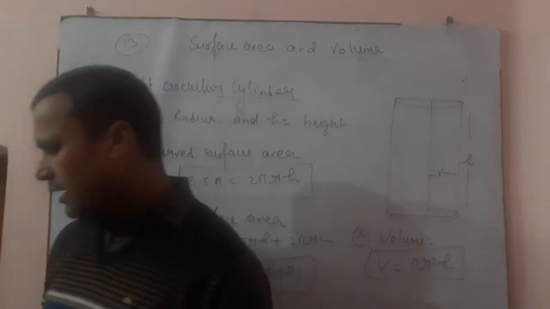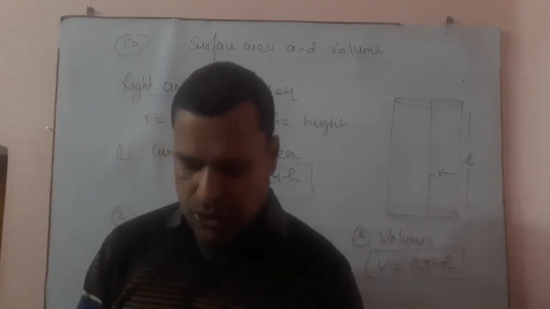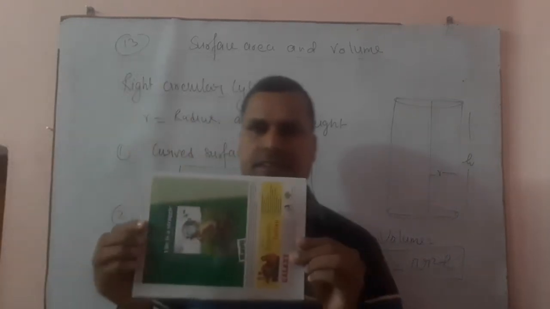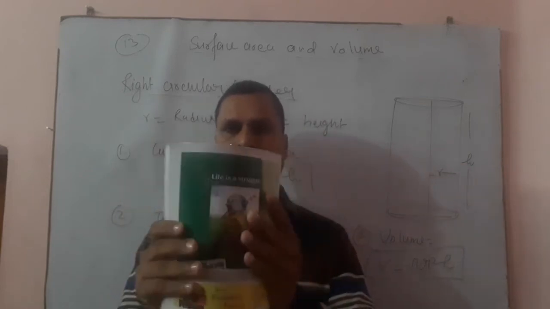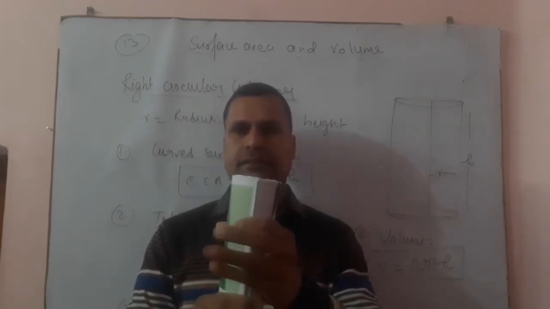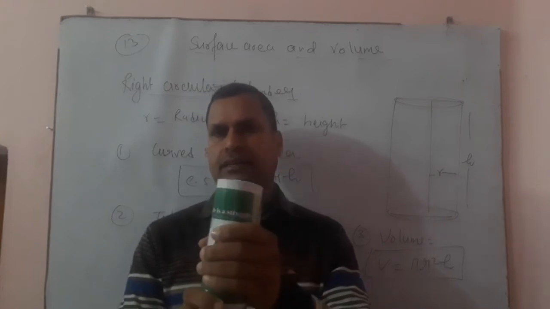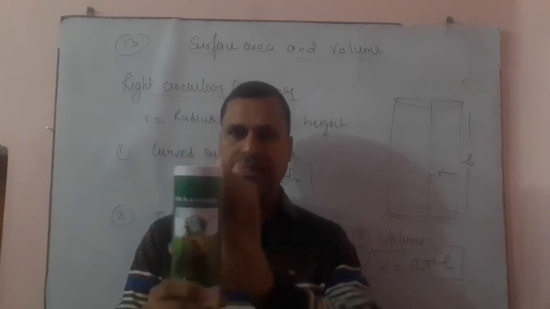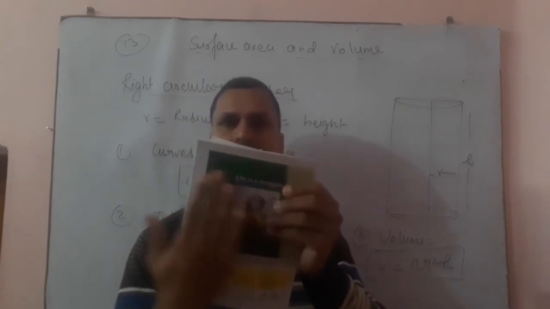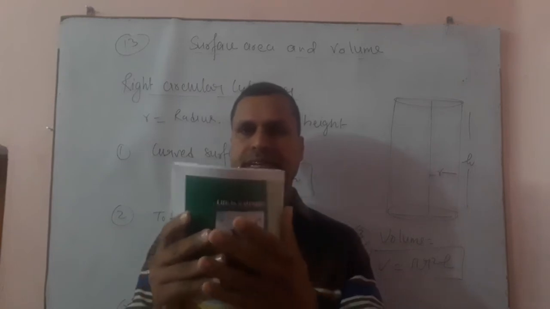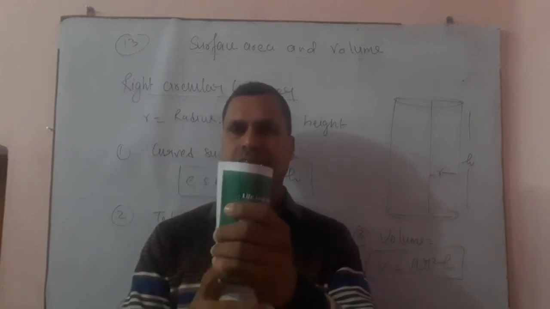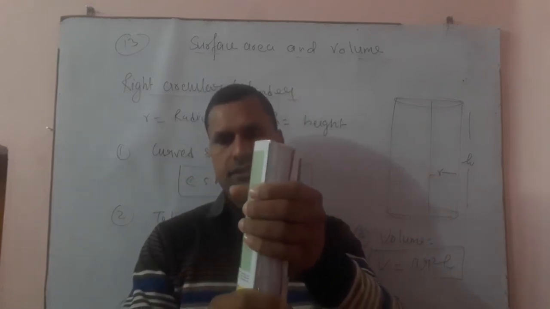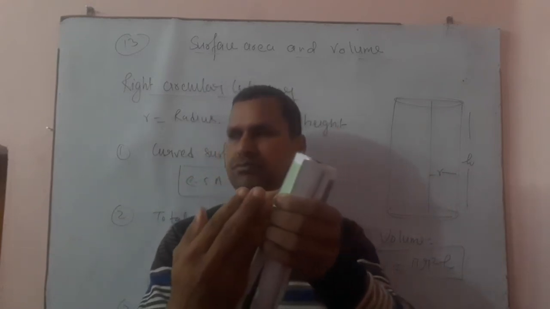Dear student, I am going to show you something. Suppose this is a plane area. When we fold it, it forms a right circular cylinder. In the right circular cylinder, this outer area is known as the curved surface area, because when we fold it, it becomes a right circular cylinder. So this area is known as the curved surface area.